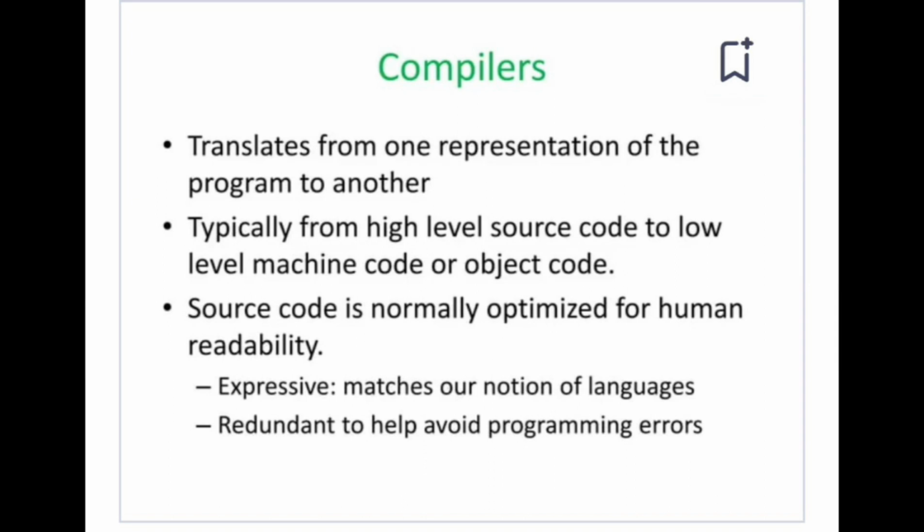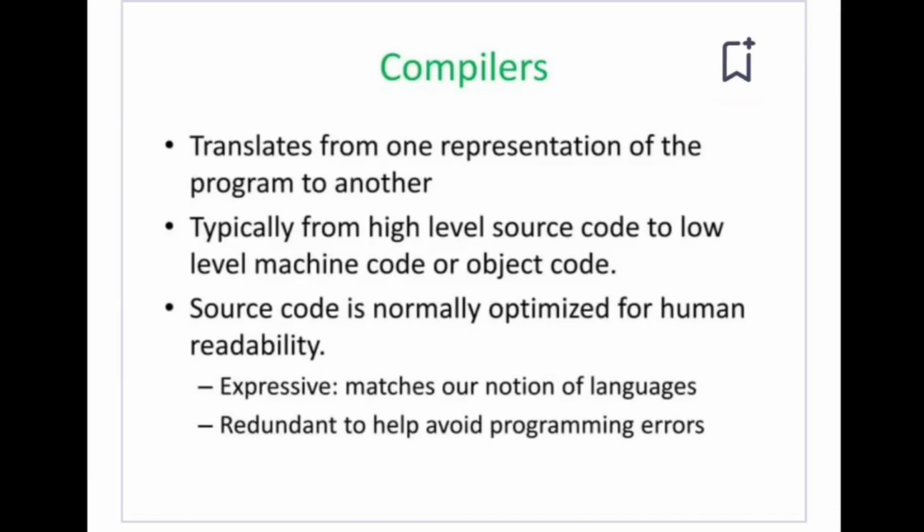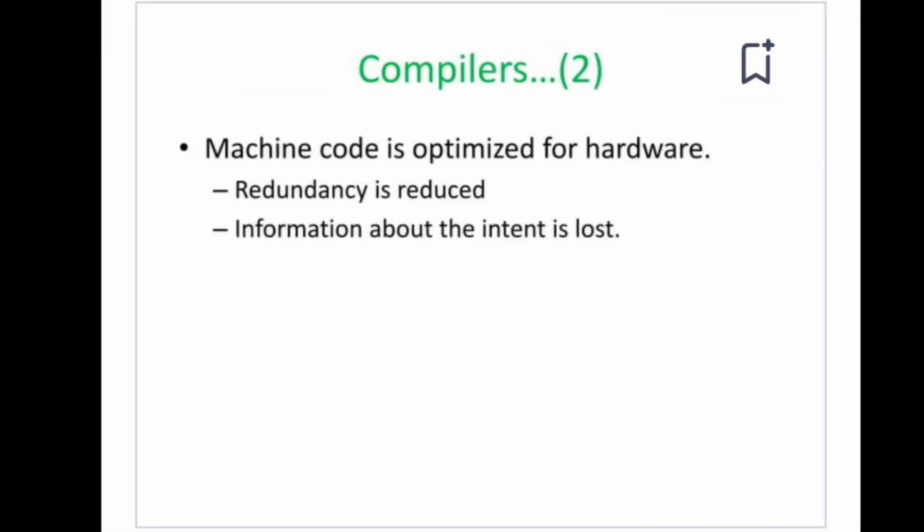Compilers translate from one representation of the program to another, typically from high level source code to low level machine code or object code. Source code is normally optimized for human readability. Expressive, it matches our notion of language, and is designed to help avoid programming errors. Machine code is optimized for hardware. Redundancy is reduced. Information about the intent is lost.